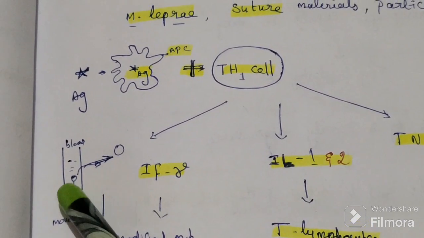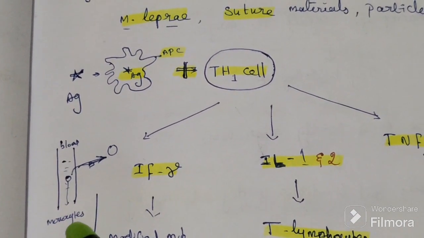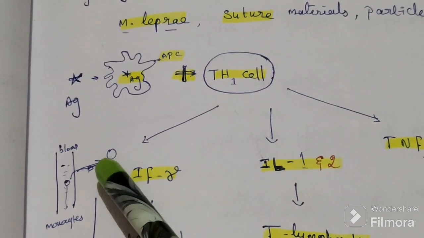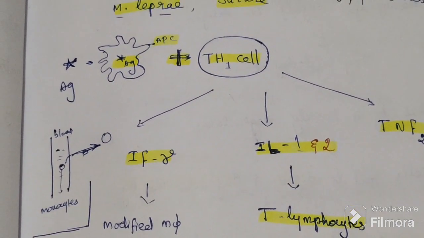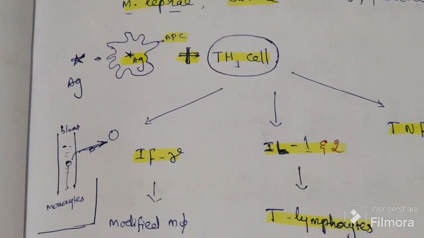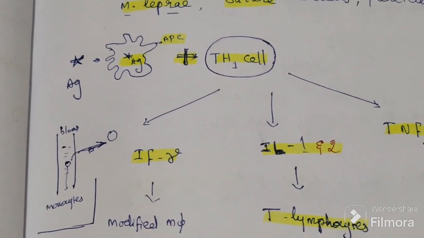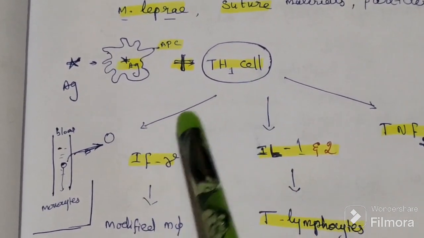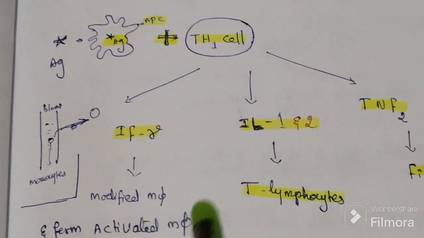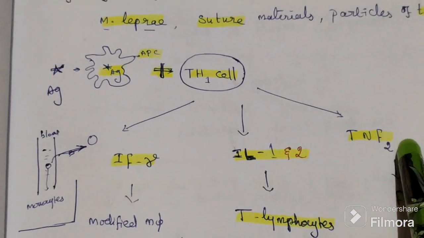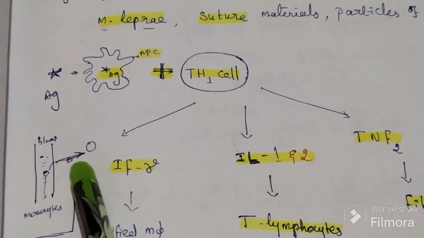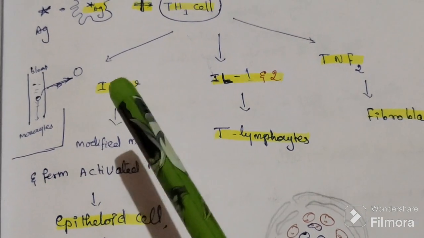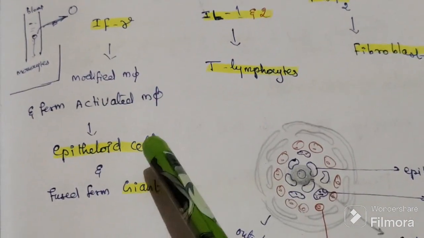This one is the blood vessel. In the blood vessel, the cell is called a monocyte. It will come out, and when it reaches the tissue, it has another name. What is the name? Macrophage. So these monocytes are converted into macrophages. Now with the help of this cytokine, they are converted into activated macrophages. With the help of interferon gamma, the monocytes become epithelioid cells.